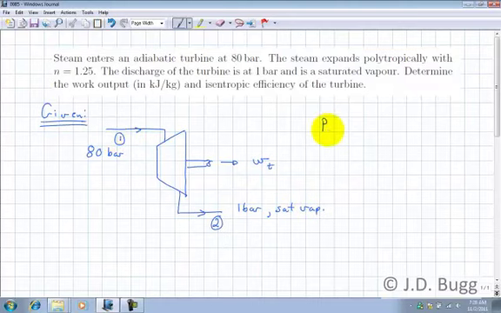The other thing we're told is this follows a polytropic process. PV to the n is a constant, where n is 1.25. So that's a summary of our given information. What have we been asked to find? First of all, the work output. Notice it's small w because it's kilojoules per kilogram. And b, the isentropic efficiency of the turbine.